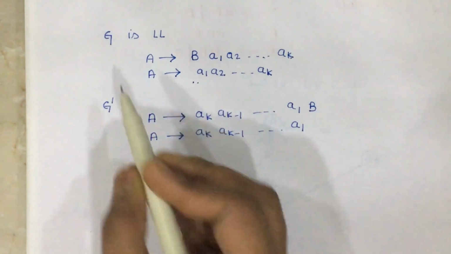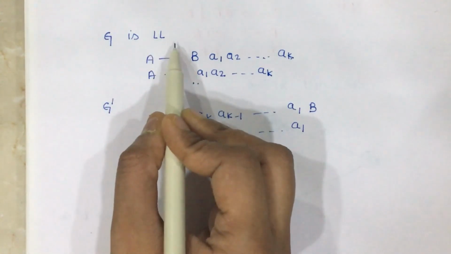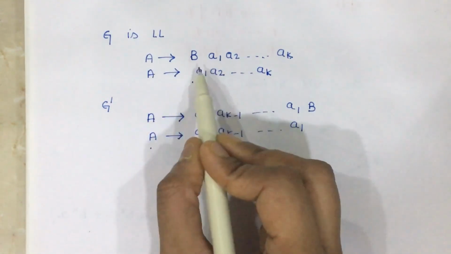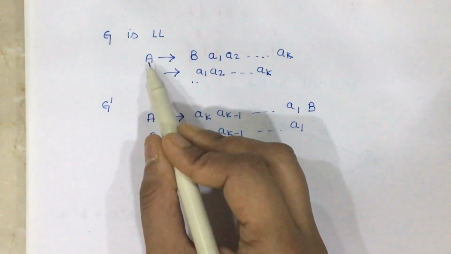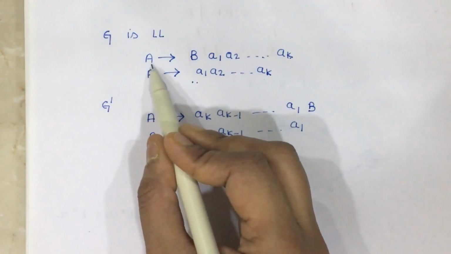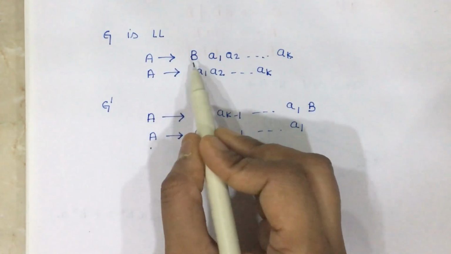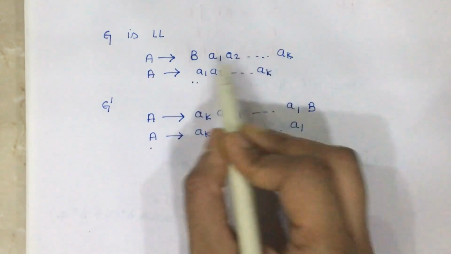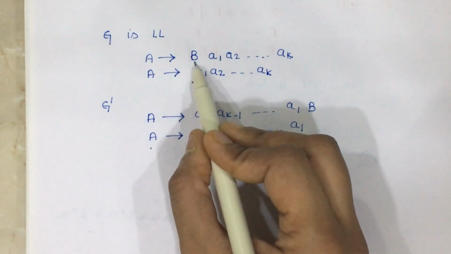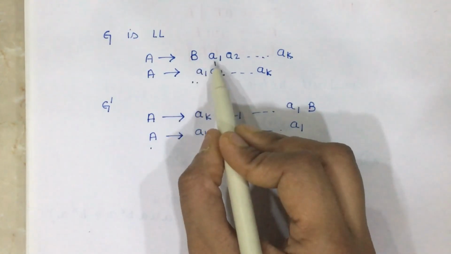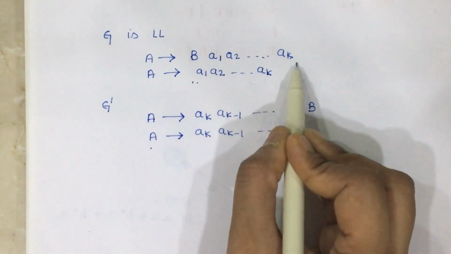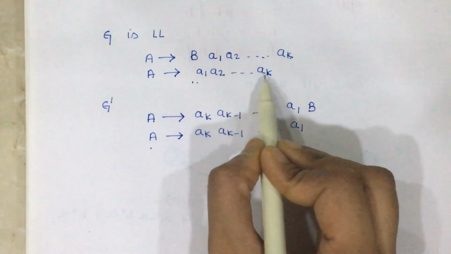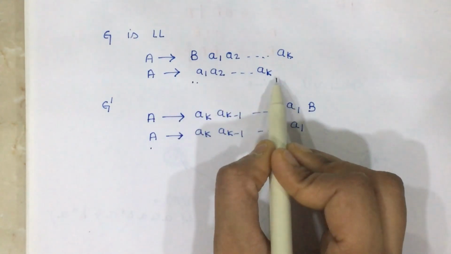Now it is given to us that G is a left linear grammar. If it is a left linear grammar, then its production rule can be written like this. On the left hand side there will be only one non-terminal, and on the right hand side we can write B, A1, A2, A3 up to Ak. B is a non-terminal which is situated at the leftmost position, followed by any number of terminals. Now another alternate is one in which on the right hand side we have only a string of terminals.